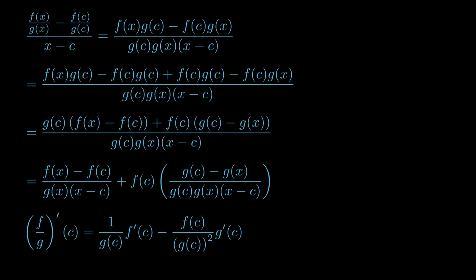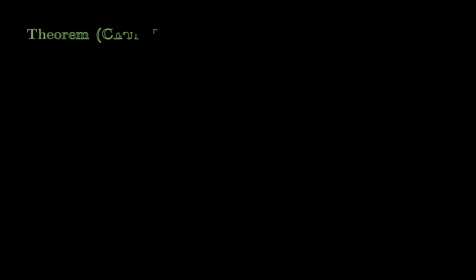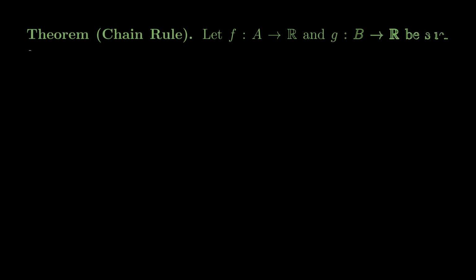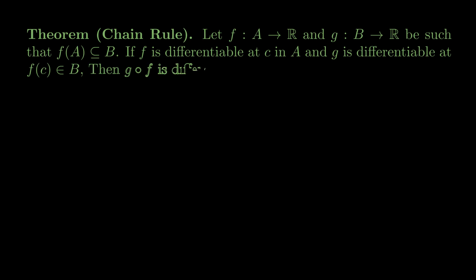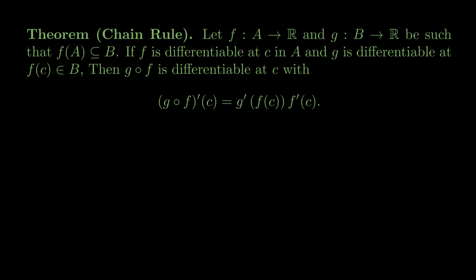And the one more important Calc 1 rule that you'll recall deals with compositions of functions, the chain rule. Let f from a to r and g from b to r be such that f of a is a subset of b, so that the composition g of f is defined. If f is differentiable at c in a, and g is differentiable at f of c in b, then g composed with f is differentiable at c, with the derivative of g composed with f at c equaling g prime at f of c times f prime at c.